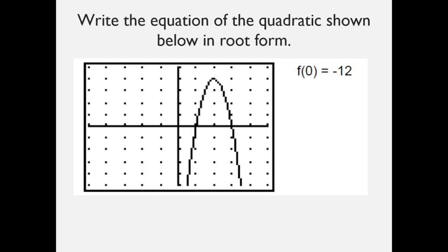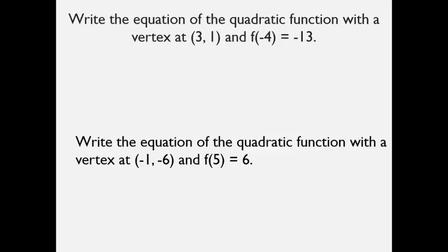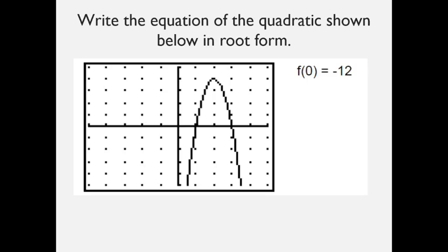The last example for root form has a graph. So we have to read the roots from the graph. So let's look. If we have R1 and R2, okay, in this case, root 1 is equal to 1, 0, and root 2 is equal to 3, 0. And then my xy point up here is 0, -12.